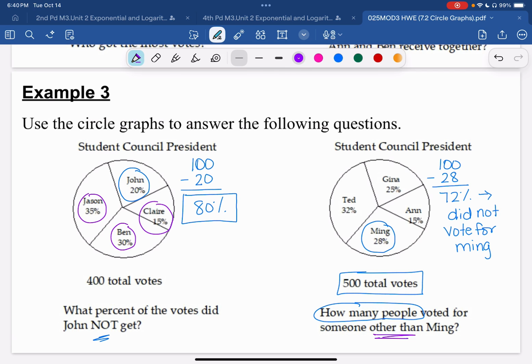So 0.72 times 500 gives us our total, which is 360 people. Now, another way you could have done this is you could have figured out how many people voted for Ming and subtracted that number from 500, and it would have been the same answer.